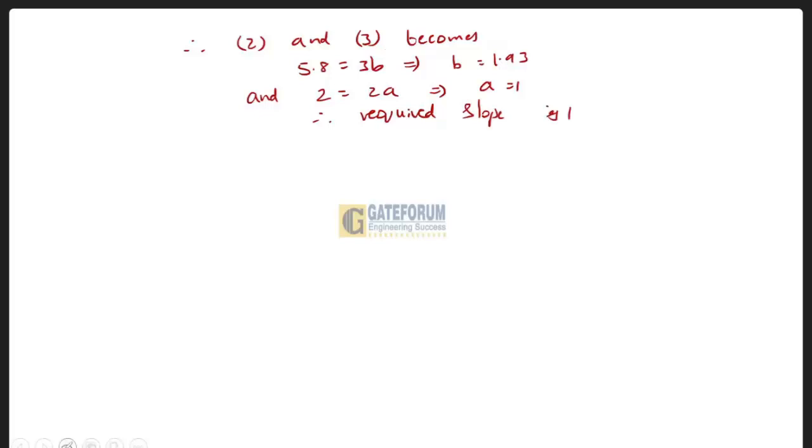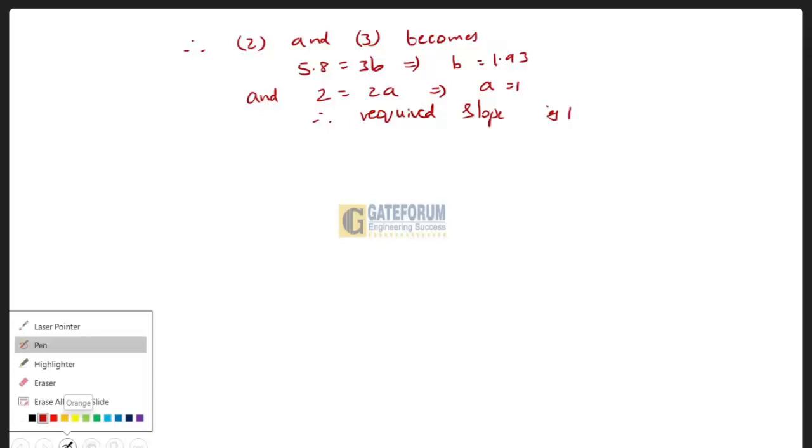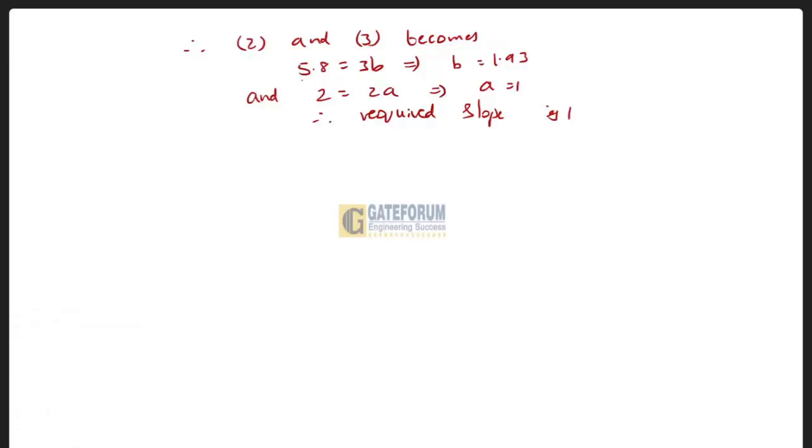This step doesn't require, but if they ask what the values of a and b are, that is y-intercept or slope, whatever it may be, then you have to find the b value also. b is the y-intercept of the straight line. Okay.